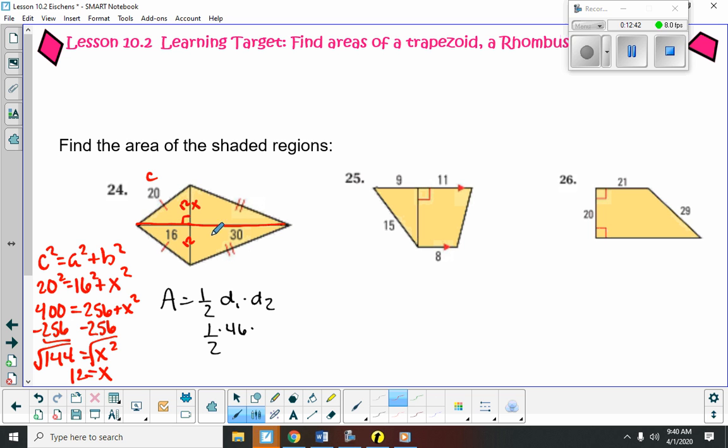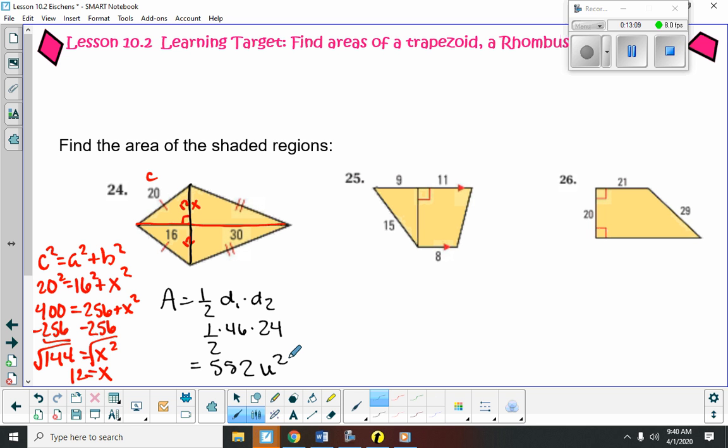So this length is 12, which means this is 12. Because remember, this segment gets bisected in a kite. And so the length then of this diagonal would be 12 and 12, which is 24. And now we're in business. So 1/2 times 46 times 24 gives you 552 units squared.